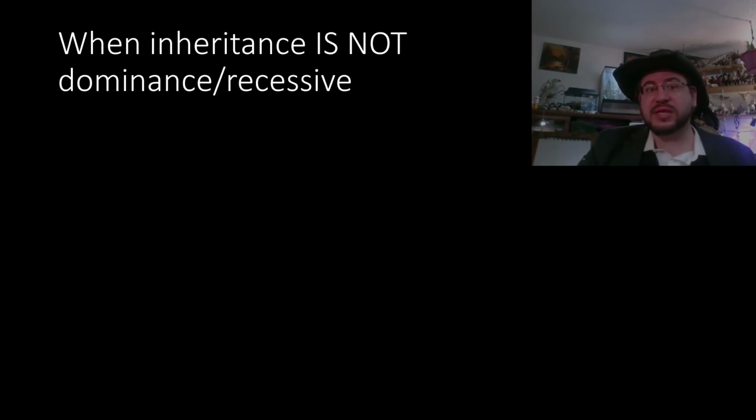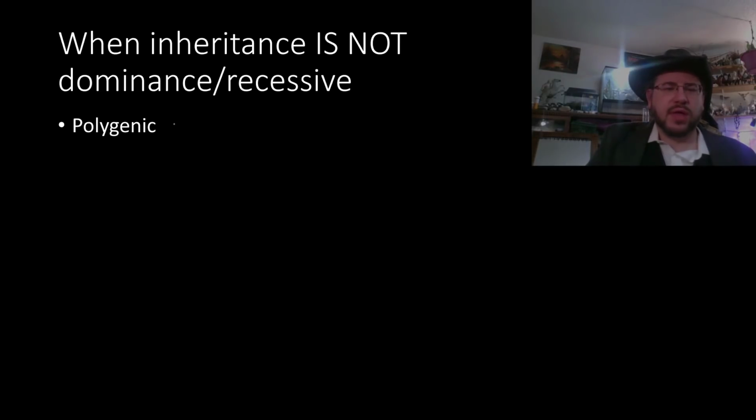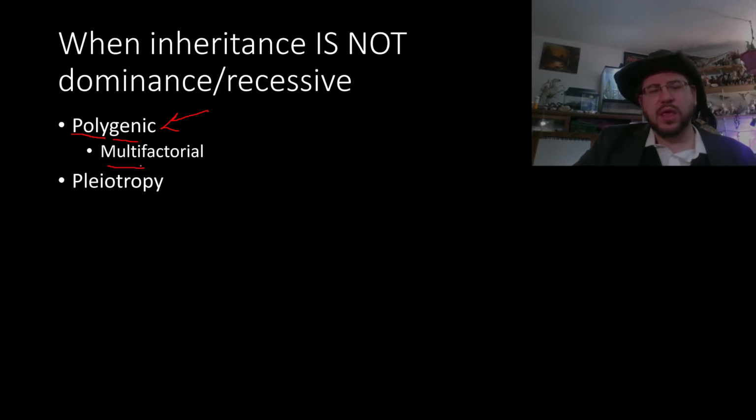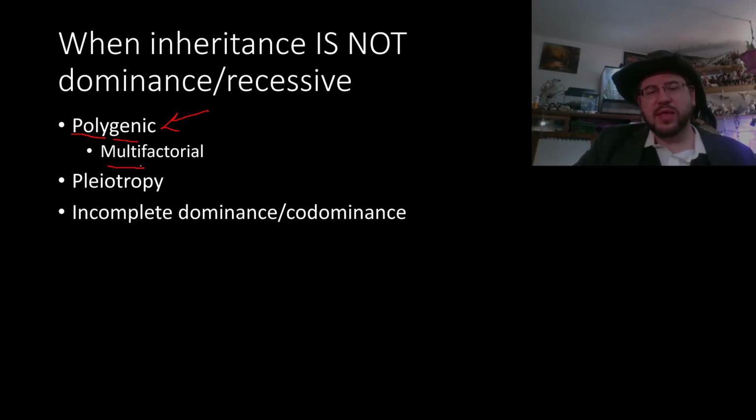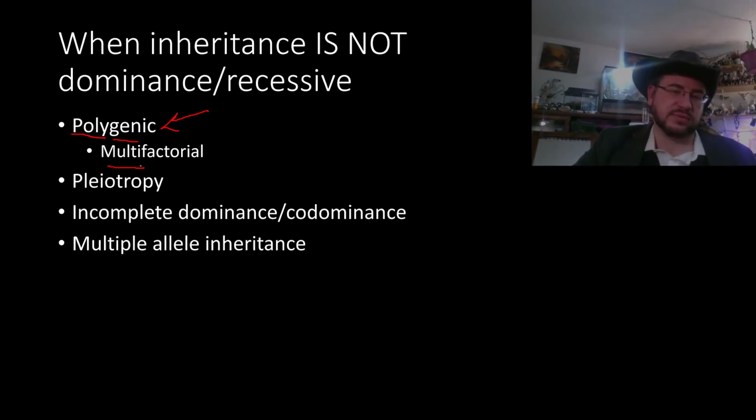So let's talk about when inheritance does not follow the rules. We have several options here. This is not exhaustive, but we have polygenic. You might be able to figure out from the word poly and gene, but we'll get onto that. A subset of polygenic is multifactorial. We have pleiotropy, and then incomplete dominance, and another type of inheritance called codominance. And finally, multiple allele inheritance.